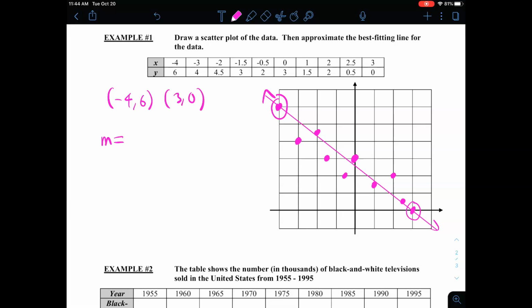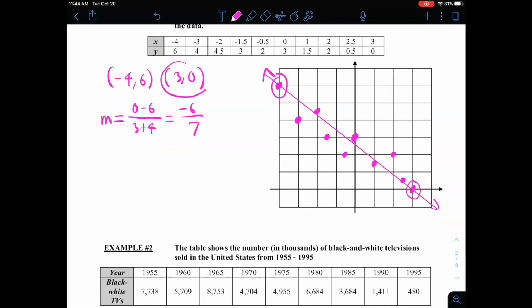So, m equals y2 minus y1 over x2 minus x1. Remember we got x1. I'm not going to do it. You guys should know that by now. So, we have 0 minus 6 over 3 plus 4. We're going to get negative 6 over 7 is going to be our slope.